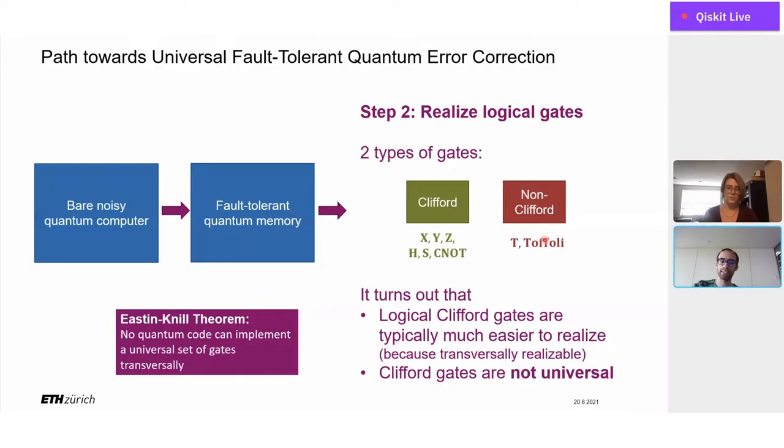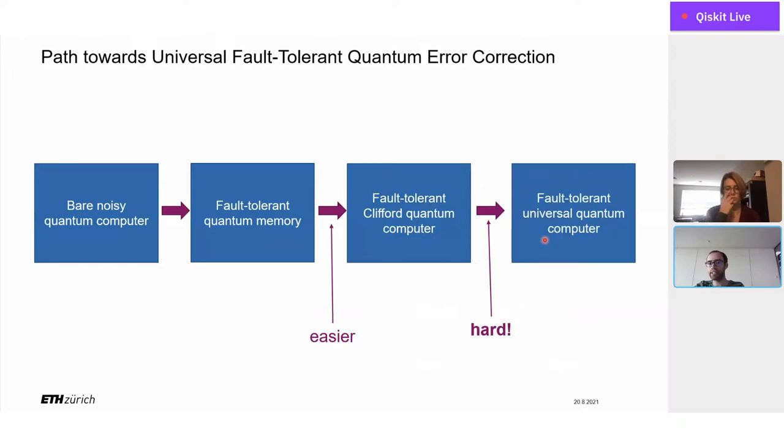So to summarize, I would argue that there are two steps to take from the fault-tolerant quantum memory. First, we have this fault-tolerant Clifford quantum computer. That means a quantum computer that can only do logical Clifford gates. And this step is easier to realize. And then you have the step to a fault-tolerant universal quantum computer, where you at least also need to be able to realize non-Clifford gates. And this step turns out to be much, much harder.